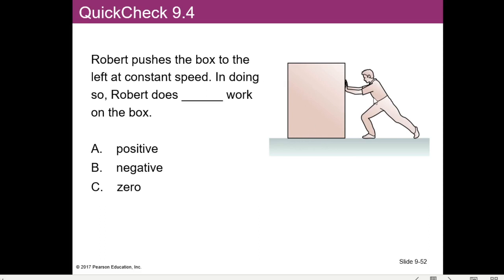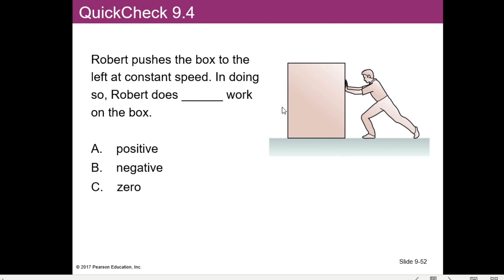And since Robert is pushing on it, there must be a force in this direction, the push direction. But if the box is going at constant speed, there must be a force going that way. I would guess that that would be the frictional force coming from the surface here. So the frictional force would be opposite. And since the box is going at constant speed, that means that this force and the push force must exactly cancel because there's zero acceleration of the box.